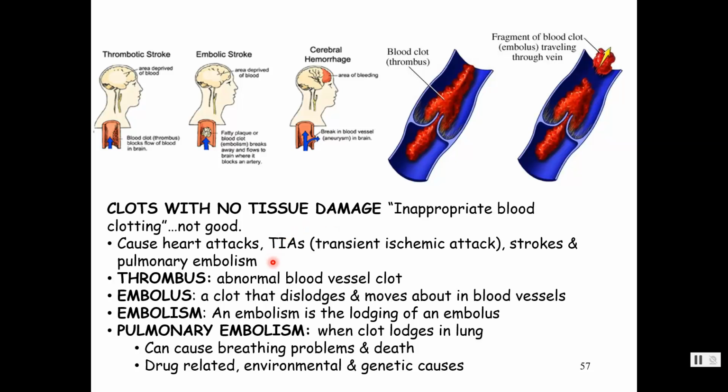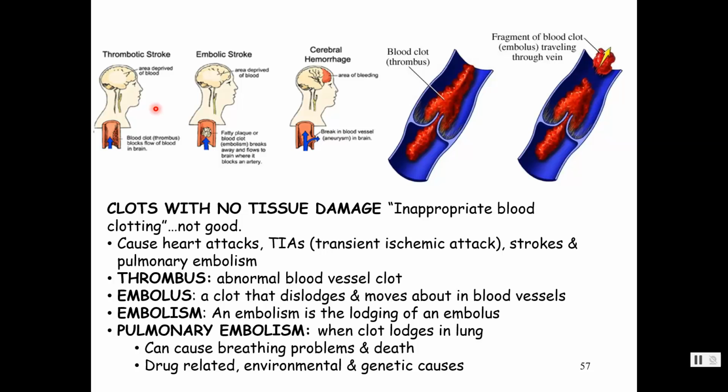So there's some terminology. So if you've heard the term thrombus, that is a blood clot inside of a vessel. So inappropriate blood clotting. If that thrombus breaks off or dislodges and travels in the bloodstream, then it's called an embolus. When it gets lodged and blocks a vessel, then it's an embolism. So those are just some terminologies.